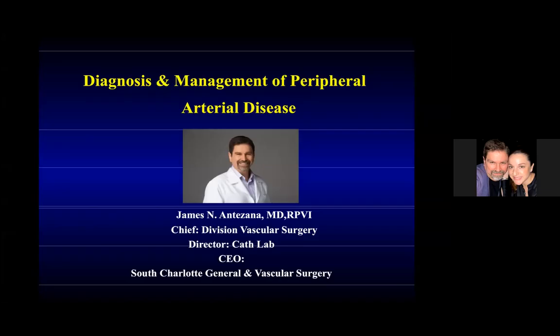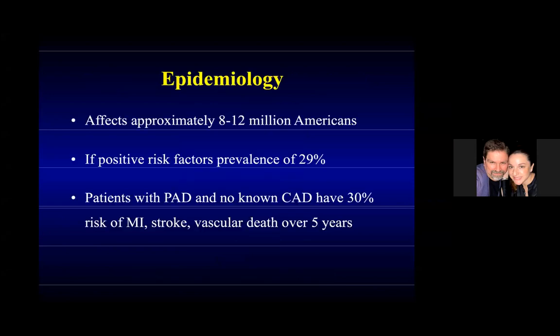We're going to talk about the diagnosis and management of peripheral arterial occlusive disease. As I said before, this is a pathological situation in the United States that affects many people, approximately 8 to 12 million Americans.